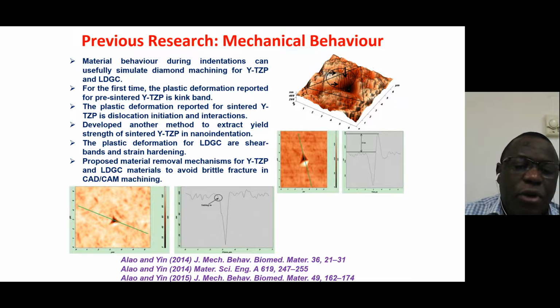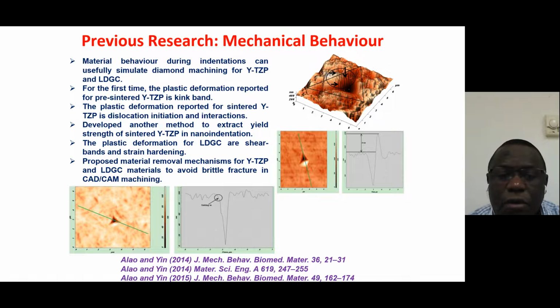However, the plastic deformation of sintered zirconia is dislocation initiation and interaction, which is similar to what occurs in metals. That's why when they discovered zirconia, it was named ceramic steel. That is a ceramic that behaves like a steel.